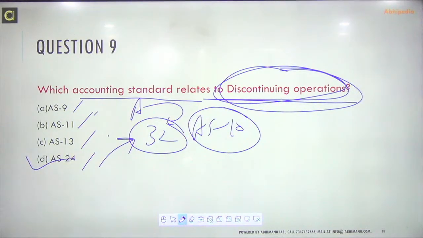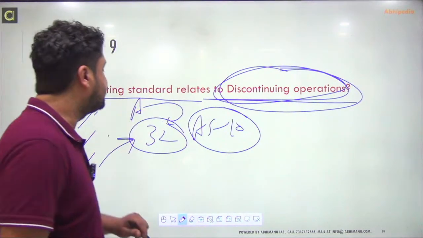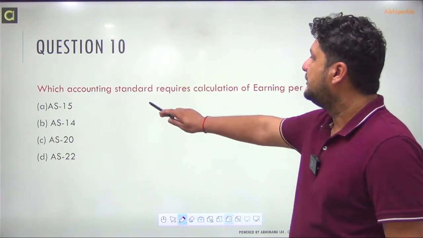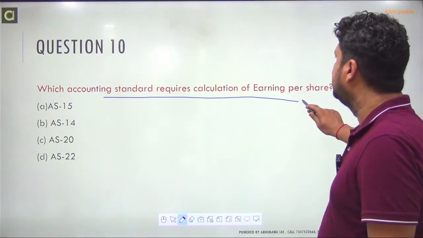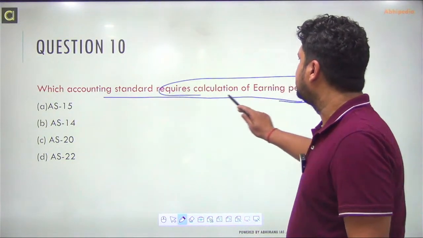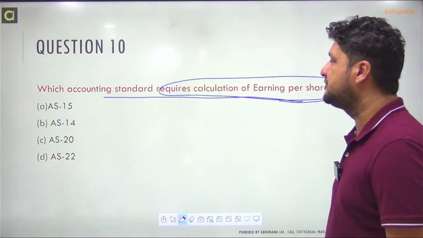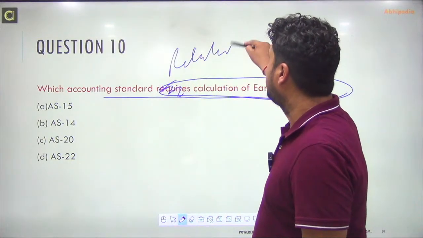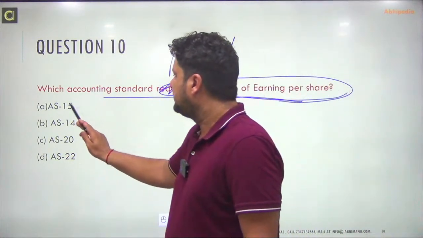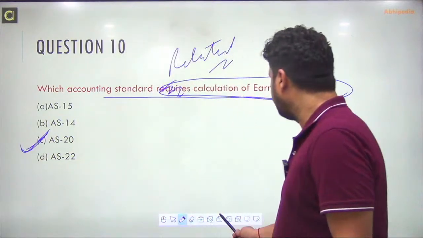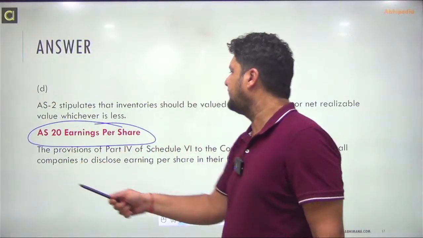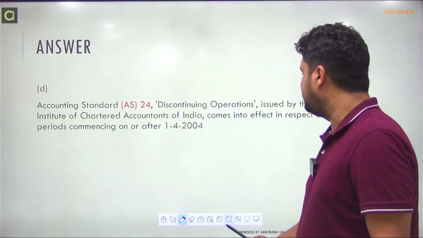Accounting standard 24 is related to this discontinuing operations. There. Next, which accounting standard is related to earning per share? So we have already done this. जब हमने पिछला क्वेश्चन किया था ये वाला, यहाँ पे हमने पहले ही कर लिया था कि this statement is true, so you can easily answer this one.